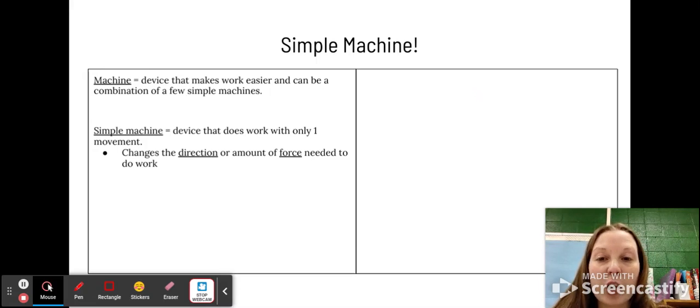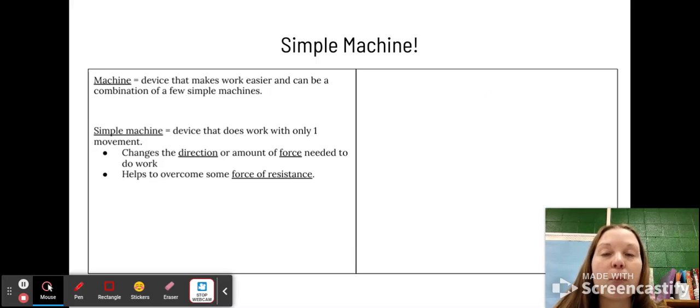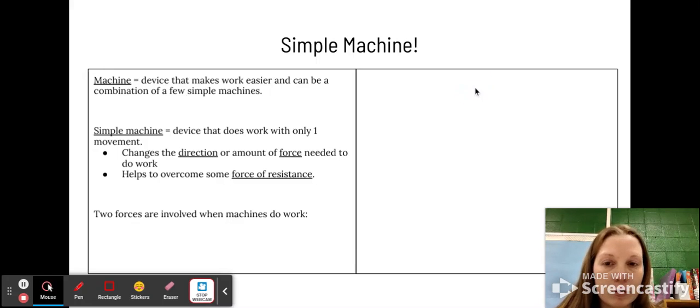A simple machine will change the direction or amount of force needed to do the work applied, and it helps to overcome some force of resistance. So we do have what's called a resistance force, which is what's acting against the object or the person doing the work originally.